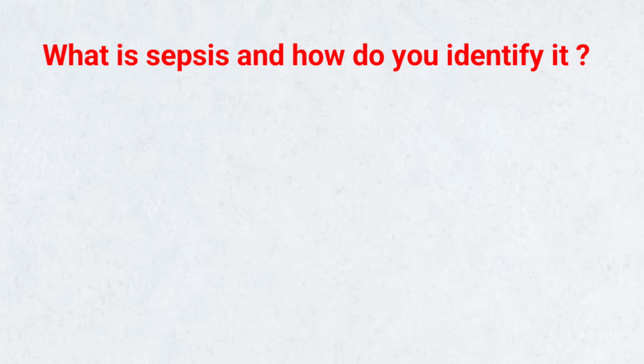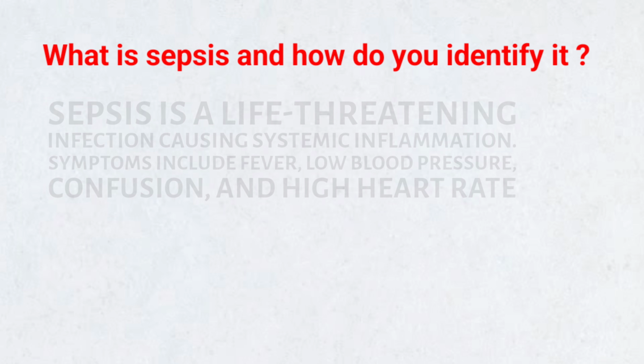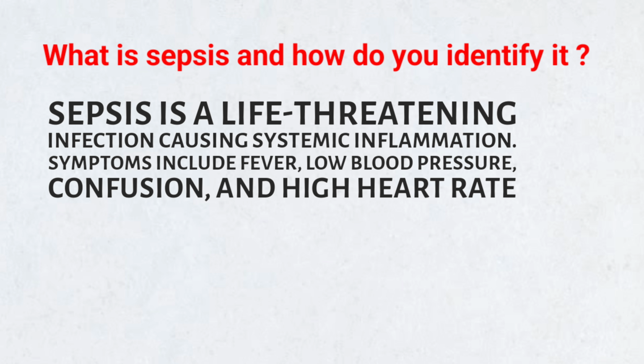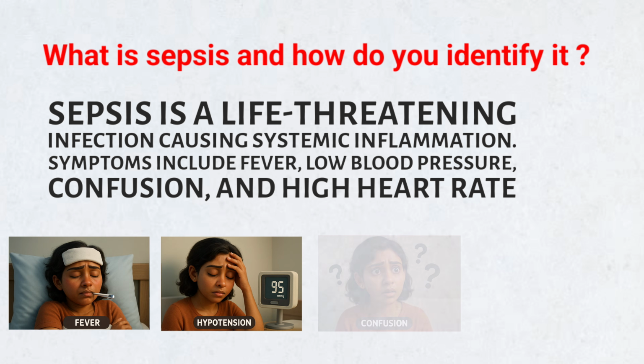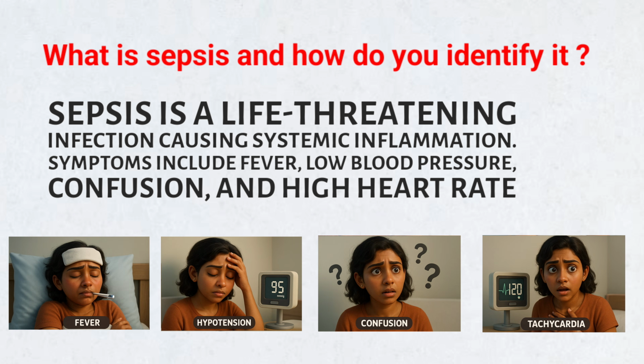What is sepsis and how do you identify it? Sepsis is a life-threatening infection causing systemic inflammation. Symptoms include fever, low blood pressure, confusion, and high heart rate.